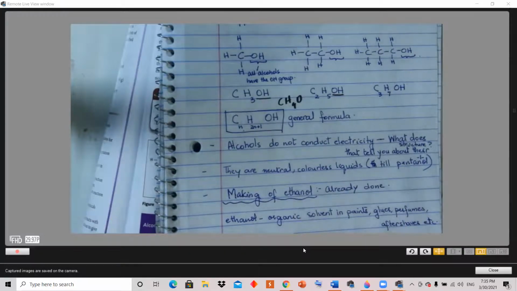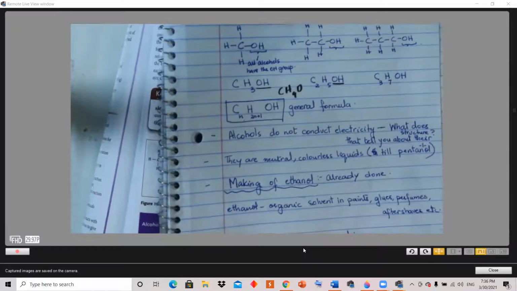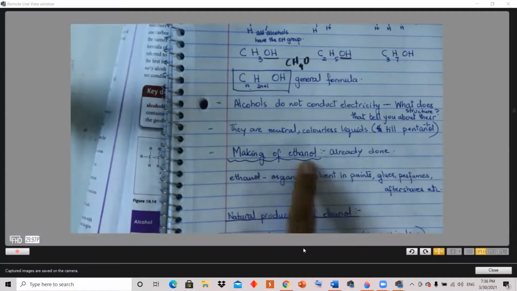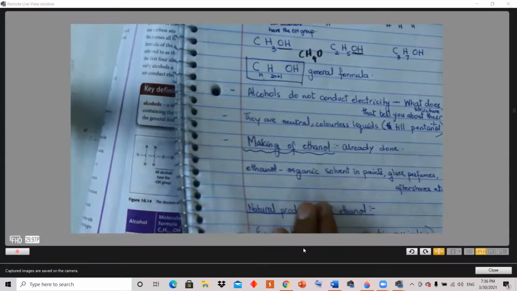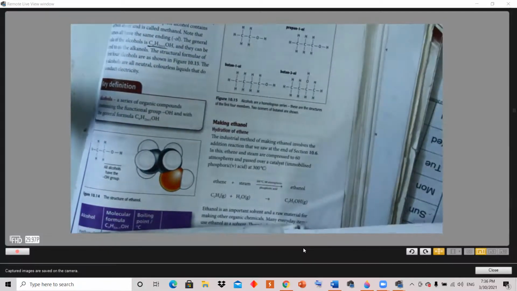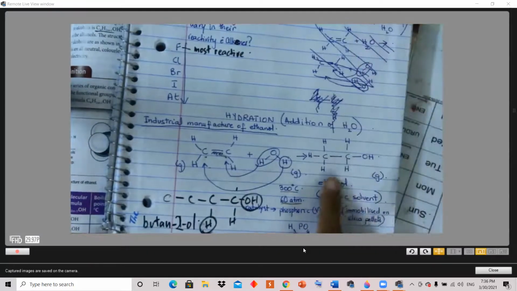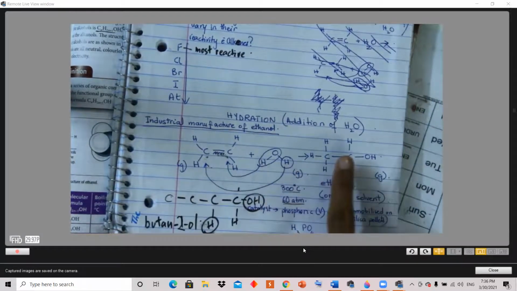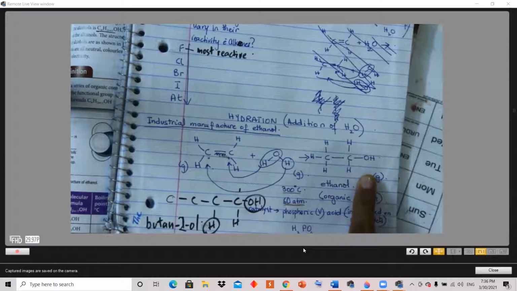Beyond that, I'm not sure, you cannot say. Okay, making of ethanol. Now, making of ethanol is the same as the hydration of ethene that we just discussed. Remember? We were making ethanol. We were hydrating the ethene, making it react with water to give us ethanol.